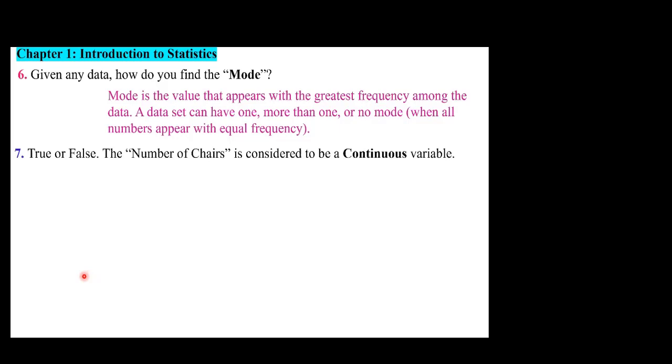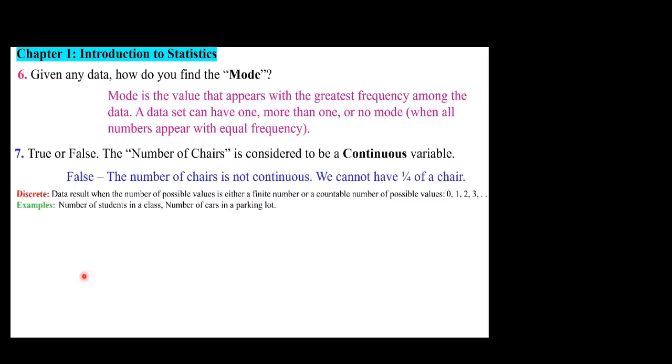The number of chairs is considered to be continuous. That is a false statement. The number of chairs is not continuous. We cannot have 1/4 of a chair. So let's define a discrete and a continuous variable.